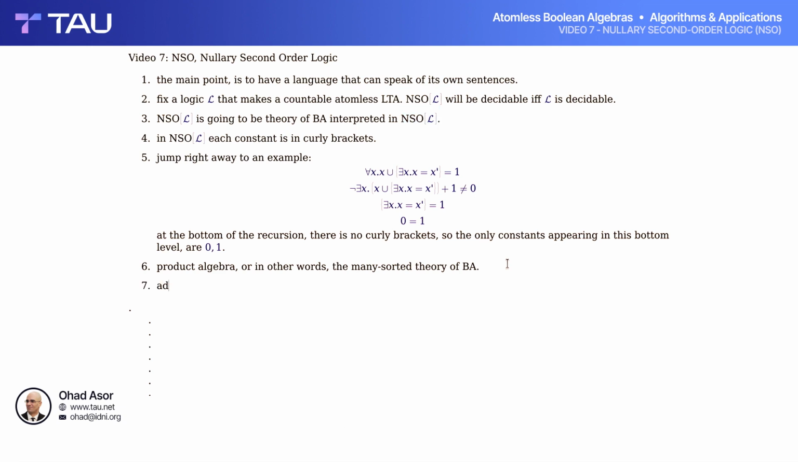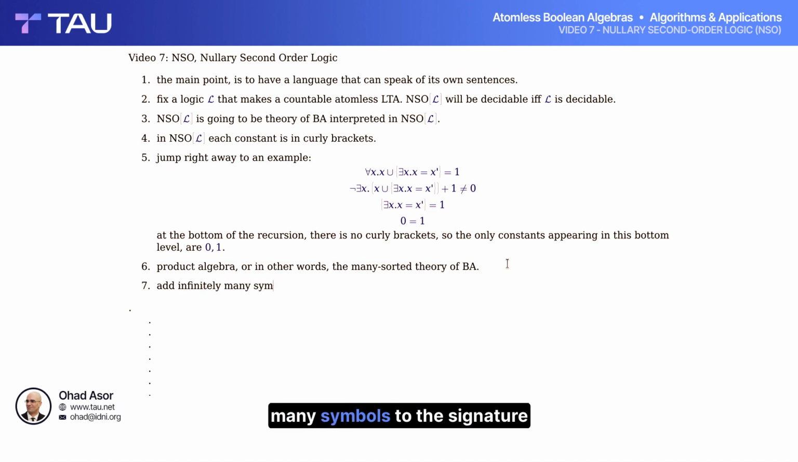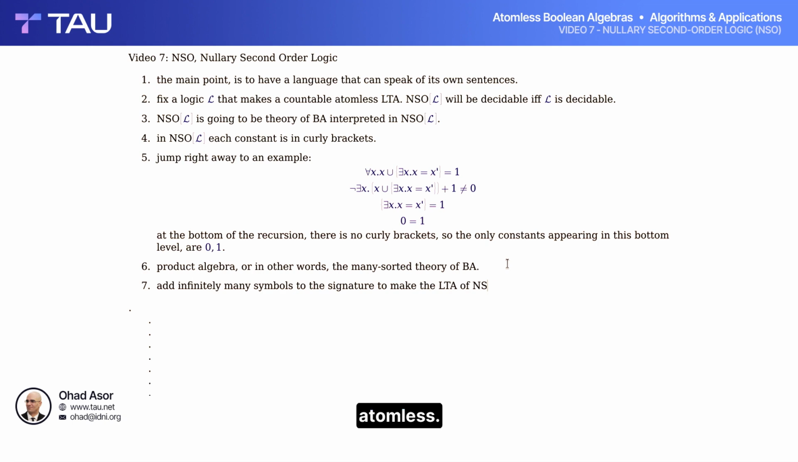Let's write it. Add infinitely many symbols to the signature to make the LTA of NSO atomless. And that's the trick. That's how you can make a language that speaks about its own sentences.